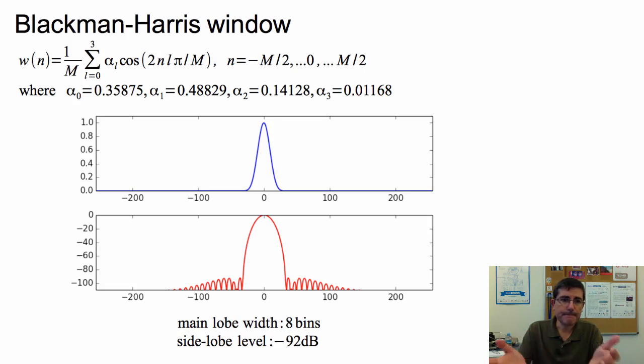And then finally, the window I want to end talking about is the Blackman-Harris window, which is a very special one because we could basically say that it has no side lobes. It's a sum of several cosines, in this case 4 cosines with different coefficients in the summing. And then in the frequency domain, the magnitude spectrum, the main lobe again gets wider. In this case it is 8 bins, but the side lobe level is minus 92 decibels.